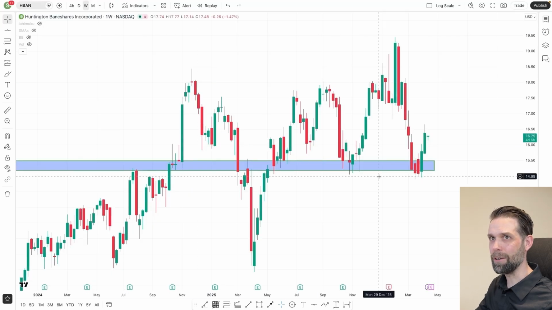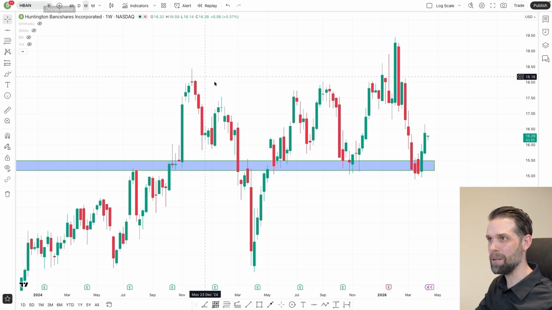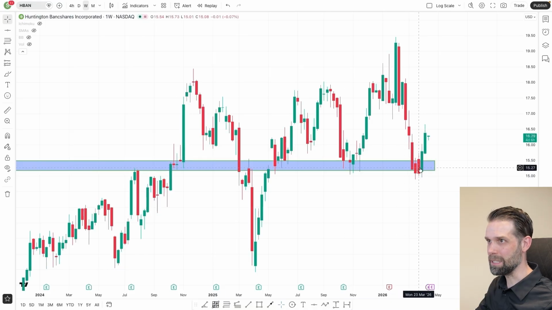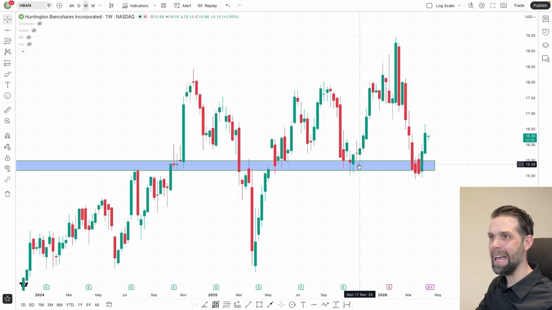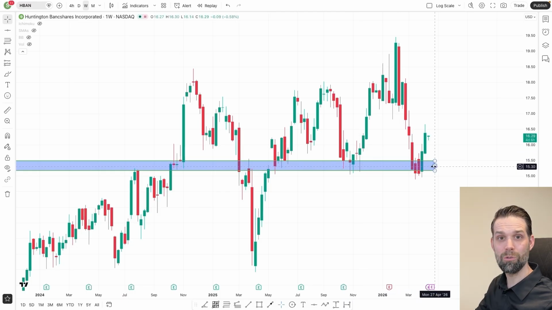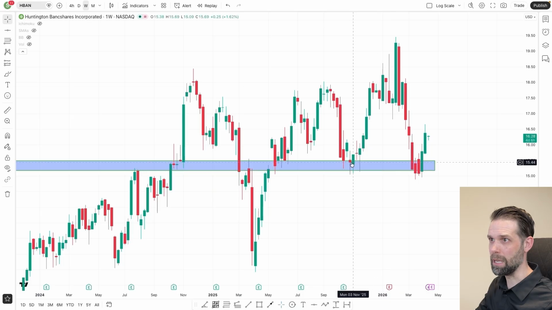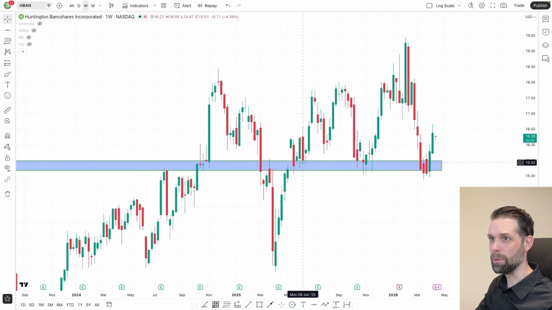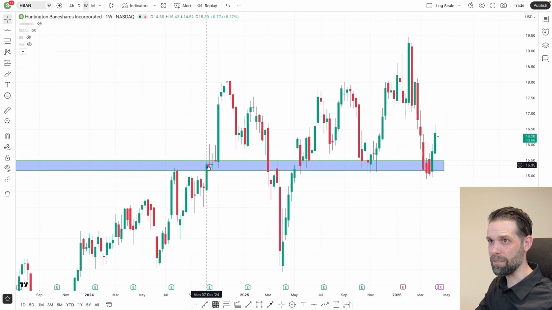Another good one here is a stock called HBAN. Here we can see that price ran down in March 2026 into this zone, which was actually just a higher low from this previous area. If we look left on the chart, we can see that it's an important price that the market remembers. It was previous support here. It was resistance flipped to support here.